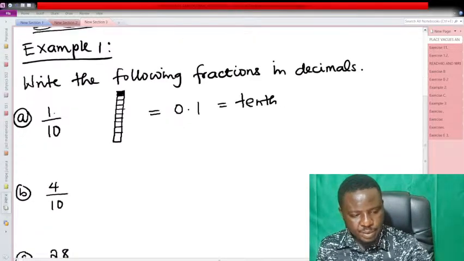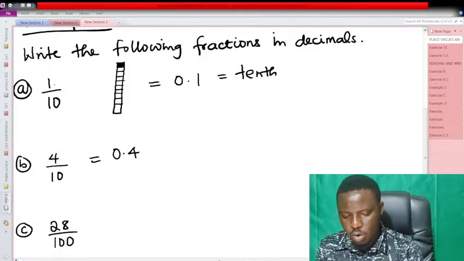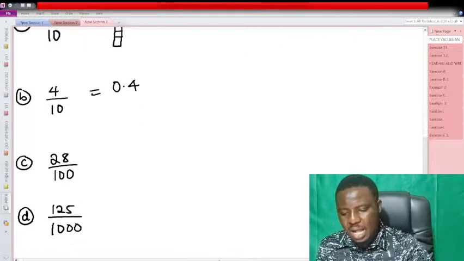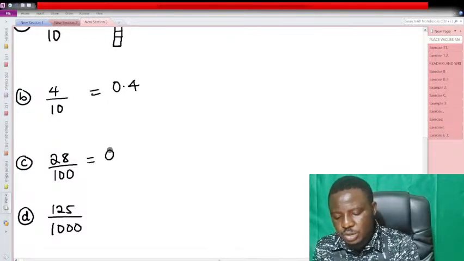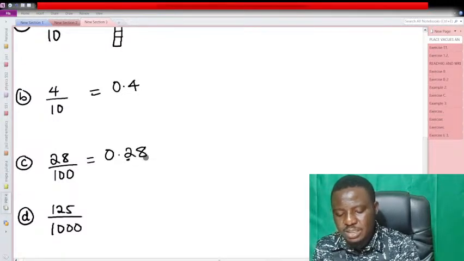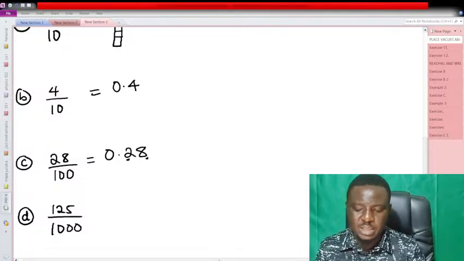Also, 4 divided by 10 can be said to be 0.4, while 28 divided by 100 is said to be 0.28, because this is said to be the 10th place and this is said to be the 100th place. So when you're divided by 100, this is what you get.